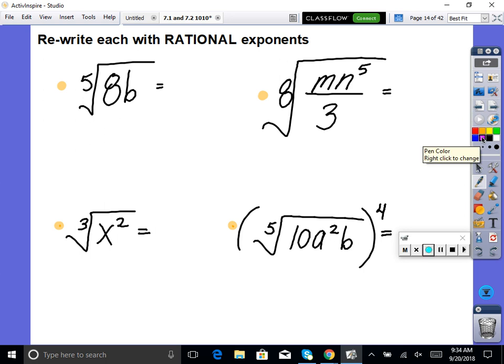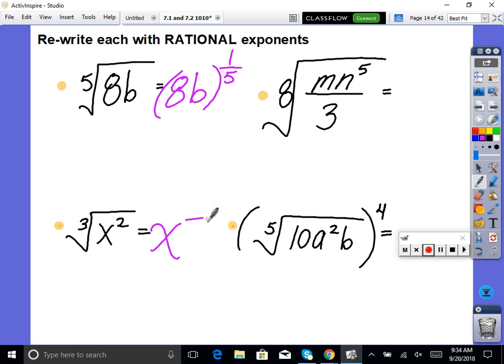Okay, so let's see. How would I write this one? 8b, then what? So we need parentheses, right? You said they're both under a fifth root and they're both raised to the first power. Okay, good. What about this one? That one's too easy. Roots go on bottom, people.